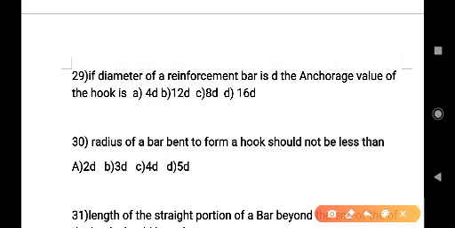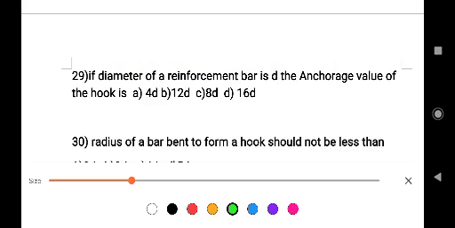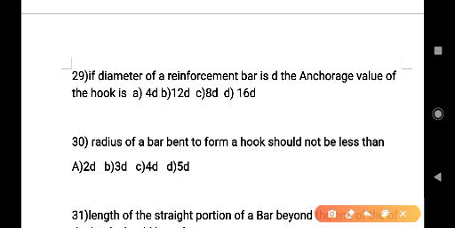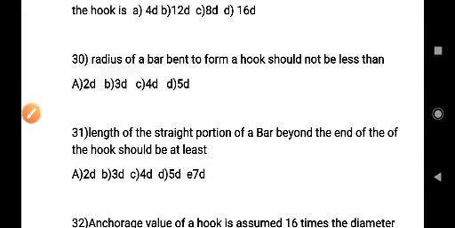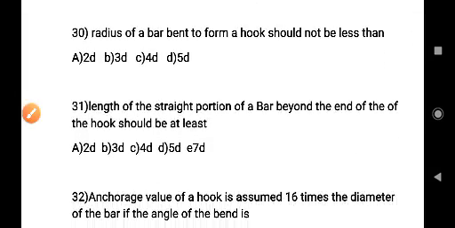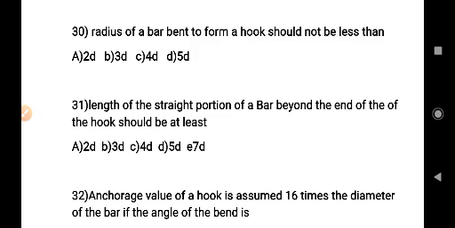So here right answer is, we take maximum value, so 16D. Question number 30. Radius of bar bent to form a hook should not be less than... According to IS 456, this value is 2d.